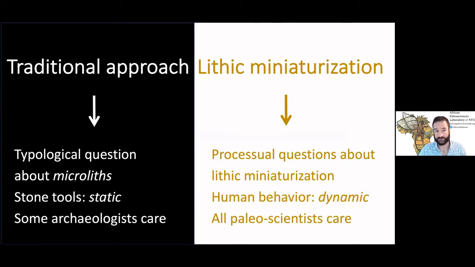Now, traditional approaches to studying these tiny stone tools have focused on typological questions. That is, they focused on microliths, and how to describe these objects. And stone tools are static, they're dead things. They occurred many hundreds of thousands of years ago. They don't speak for themselves. We have to speak for them. We have to describe the processes that led to them. And some archaeologists care about what microliths are, but not many. Many of you today probably didn't even know what a microlith was before coming to this talk.